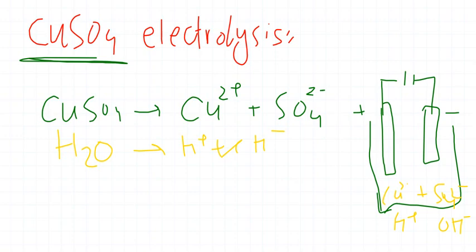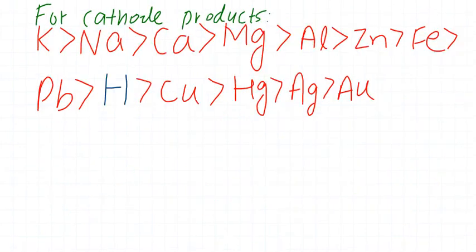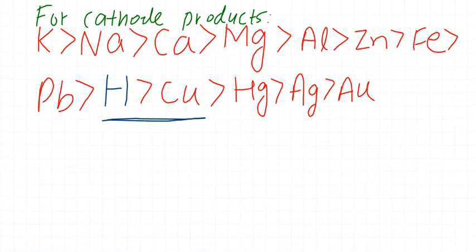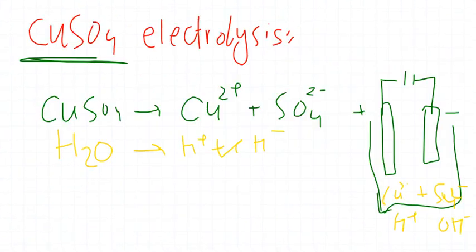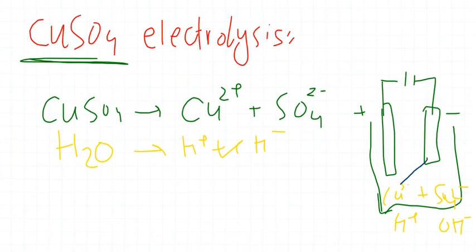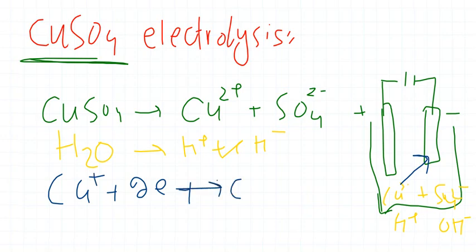By looking at the reactivity series, which is here. Among copper and hydrogen we can see copper is less reactive, so in this case copper will go towards the cathode. Copper will accept 2 electrons and form Cu metal, copper metal.